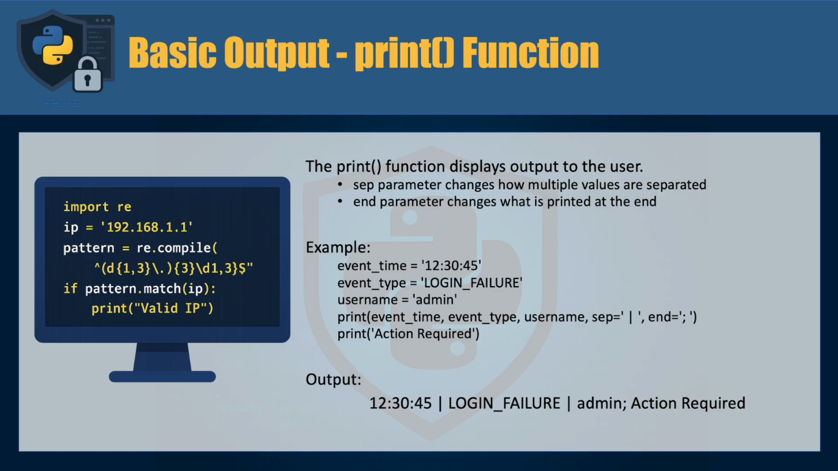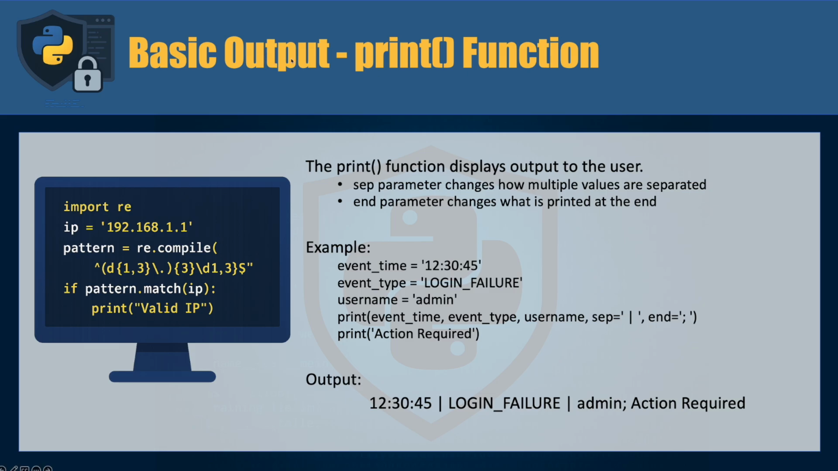The print function is essential for showing program output or logs. In cybersecurity, it's often used to format log entries so they're easier to read. The sep parameter specifies how values are separated, while the end parameter controls what comes after the output. By default, that's a new line. Let's take a look at how this would work.